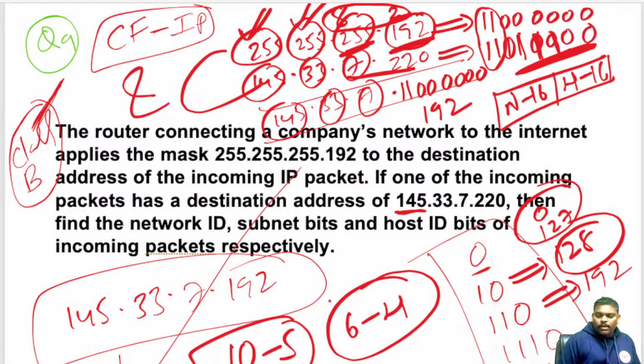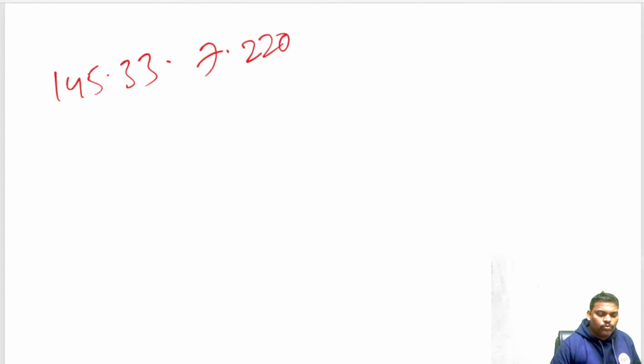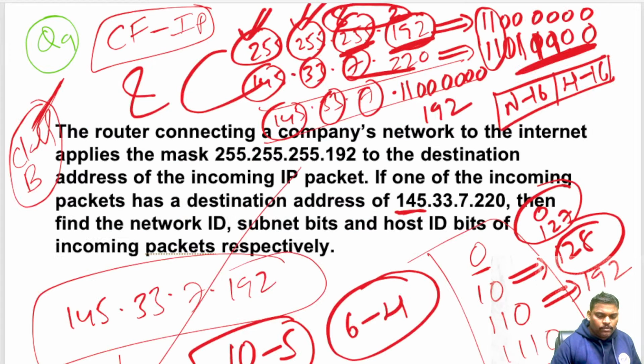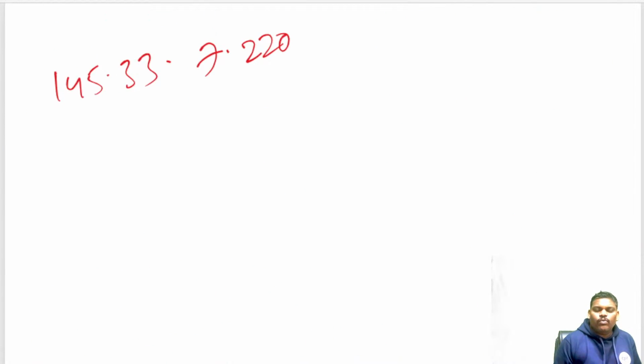Right, 6 bits for host. Now listen, 145.33.7.220. Let me write here: 145, 33, 7, 220. Yeah, 220. Now listen.